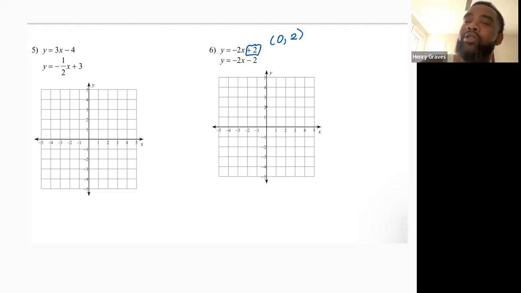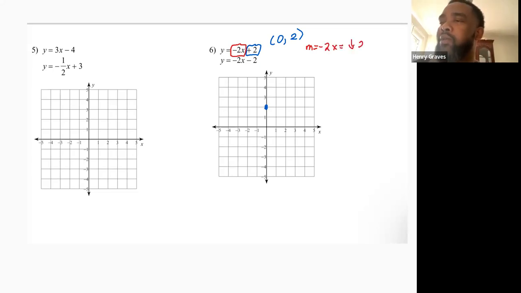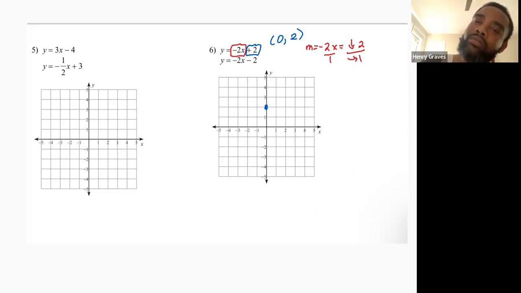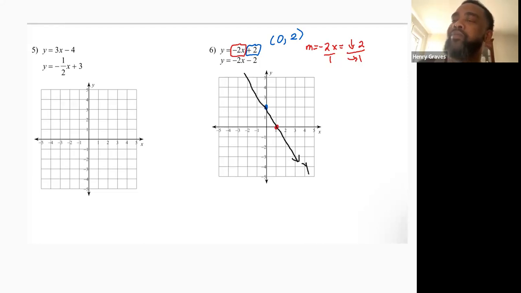Then I'm going to have my slope of -2x. That means I go down 2 and right 1. If I put a 1 under here, it still does not change the value. Go down 2/1. So that's my equation for y equals negative 2x plus 2.